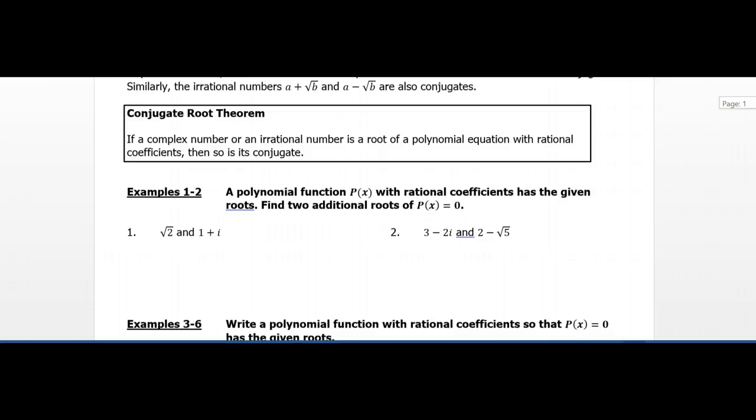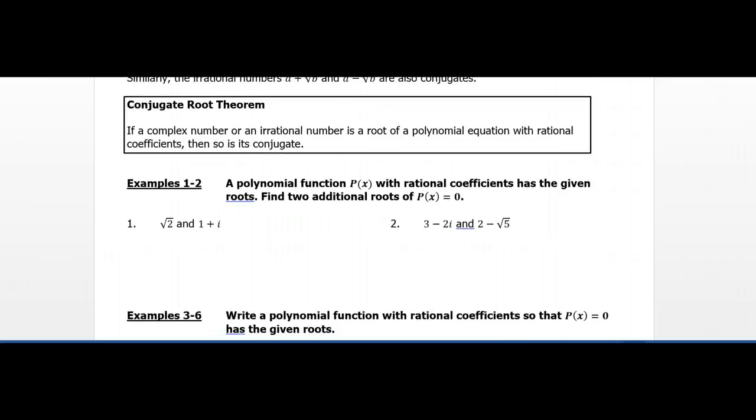So for 1 and 2 here, what I've done is I've just given you a few roots for these polynomial equations, and you're going to tell me, based on those, any others that you might know. So for number 1, I'm telling you that the square root of 2 is a root, as is the number 1 plus i. The square root of 2 is an irrational number, its conjugate would be negative the square root of 2. So by the conjugate root theorem, we know that negative radical 2 is also a root.